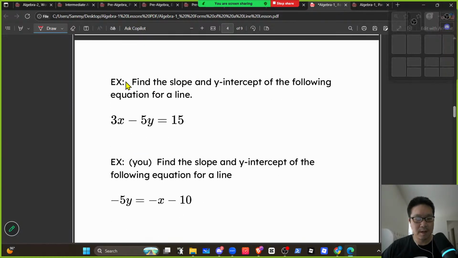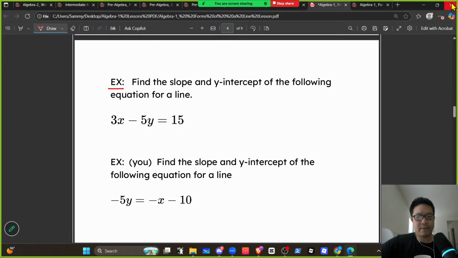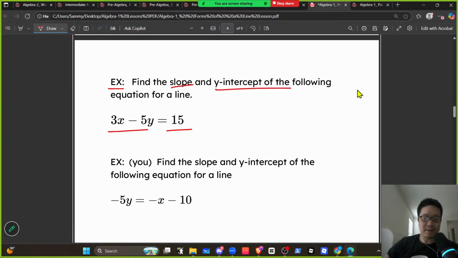It says find the slope and y-intercept of the following equation for a line. So we have 3x minus 5y equals 15, and we want the slope and the y-intercept. The easiest way to identify the slope and y-intercept when we're given an equation that's not in slope-intercept form is to put it in slope-intercept form. In other words, what variable would you solve for to put it in slope-intercept form?